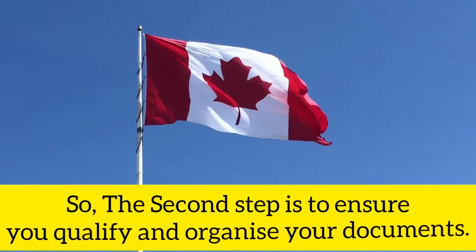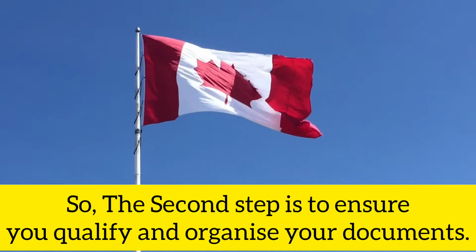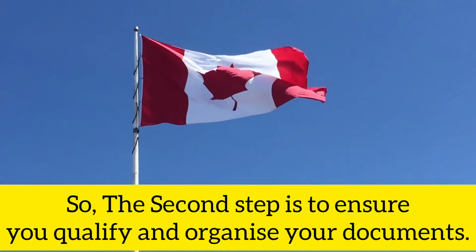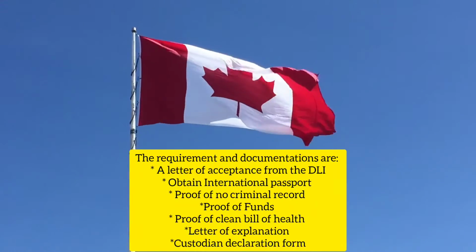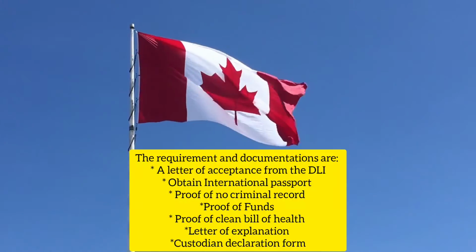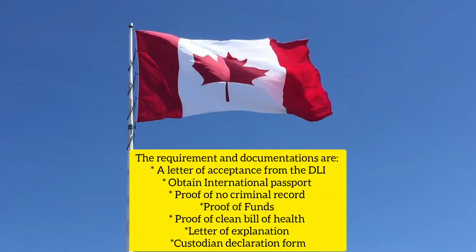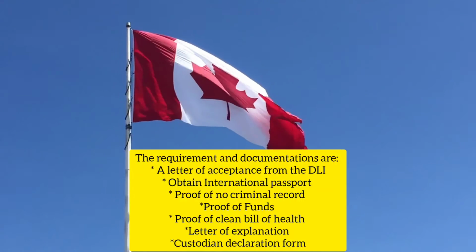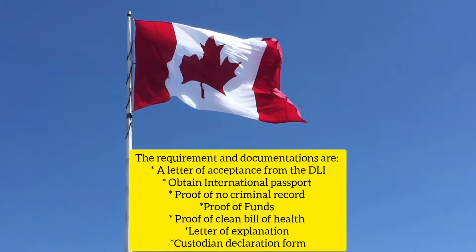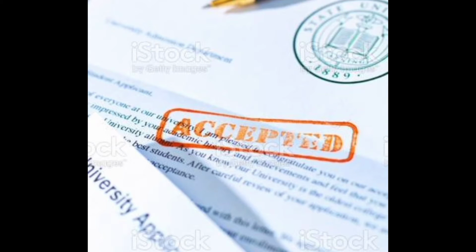Also, the second step is to ensure you qualify and you have your documents all organized. So the requirements and documentation, some of which are: one, the letter of acceptance from the DLI, which is the designated learning institution. This is like an admission letter from the school to pursue your program of choice.